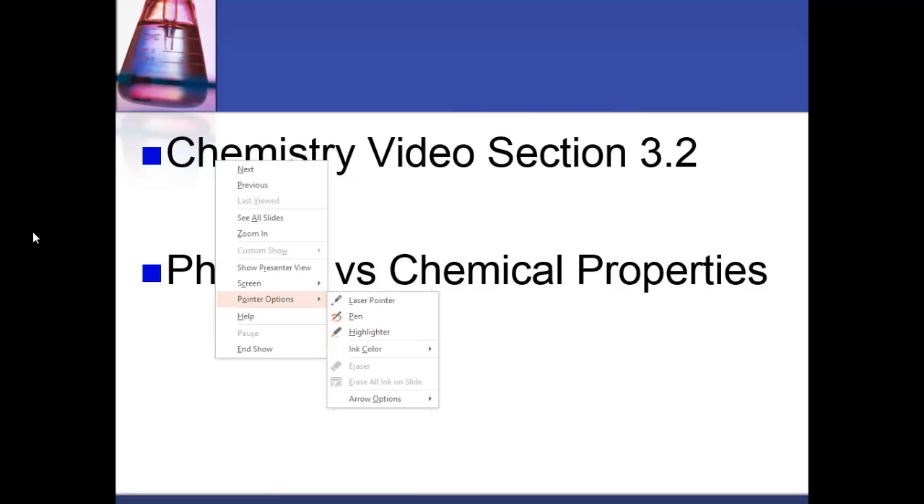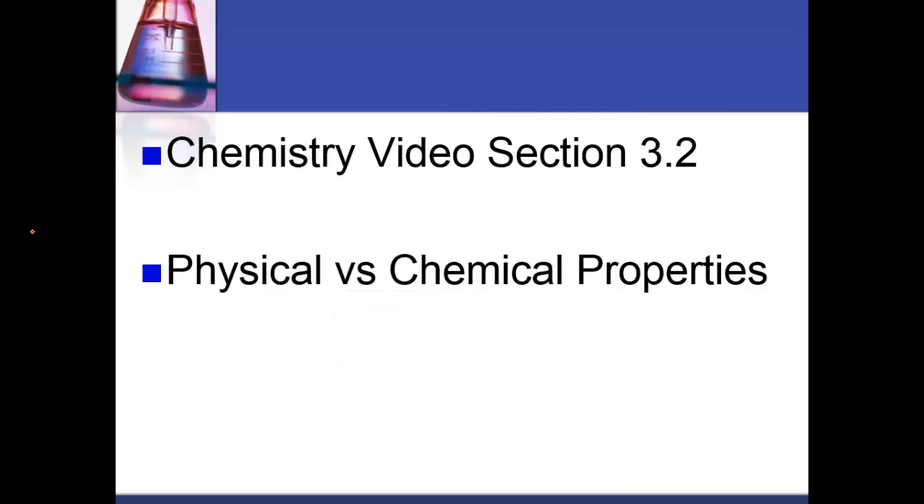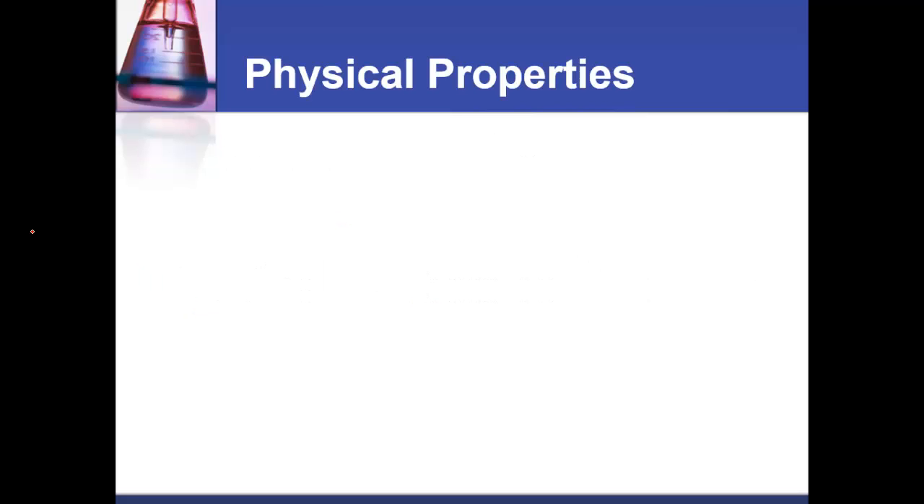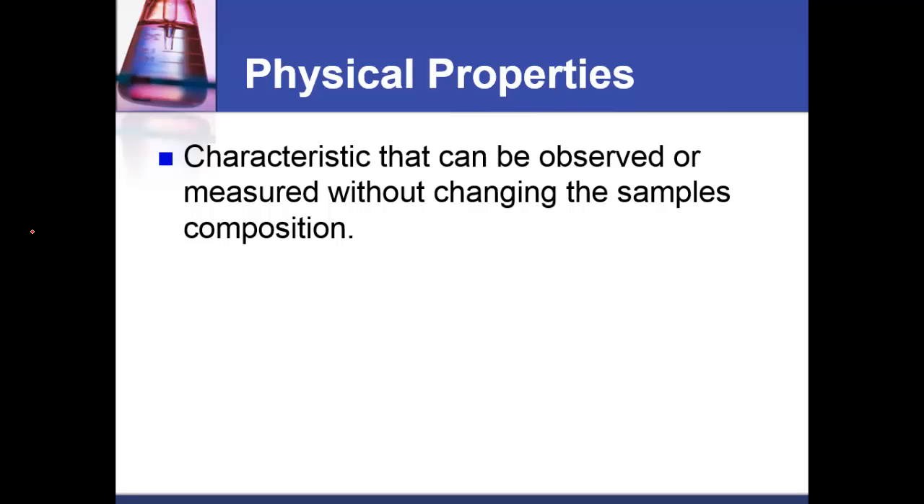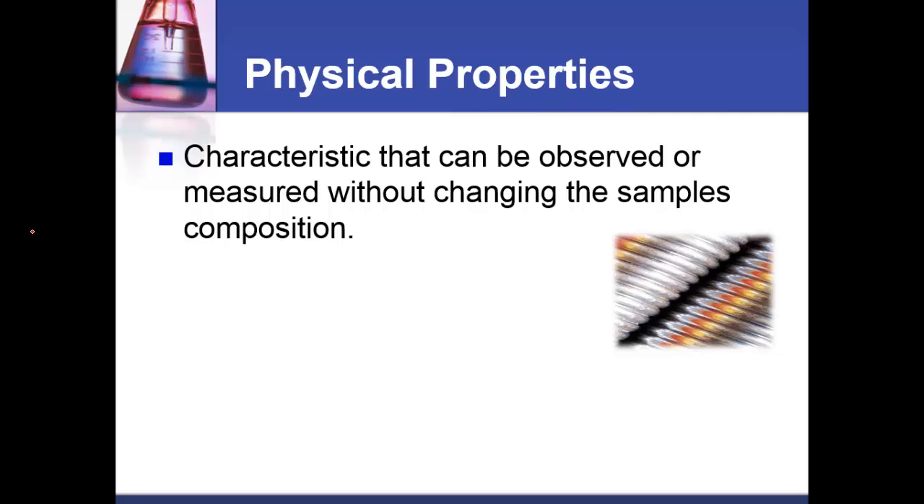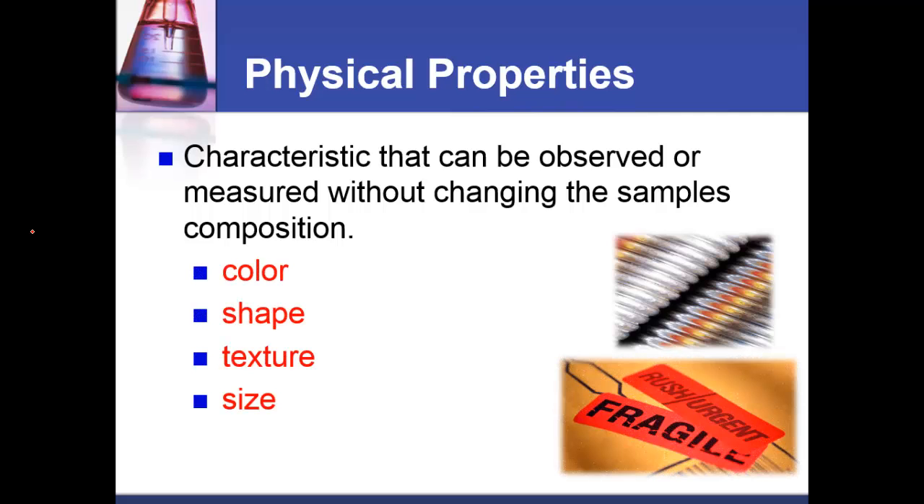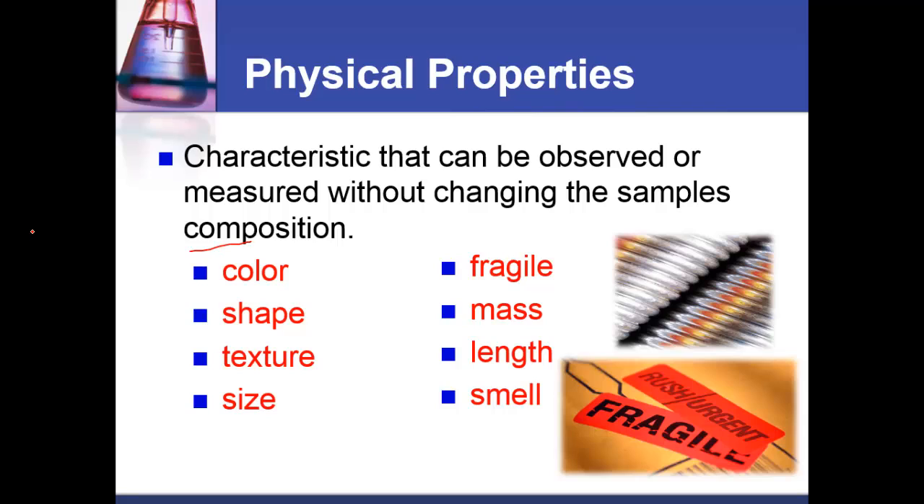Looking at section chemistry 3.2, what we're going to see today is the comparison of physical and chemical properties. In the beginning, our physical properties are characteristics that can be observed or measured without changing the sample's composition. So as we look at something, the color, the shape, the texture, the size, the mass, if it's fragile, its length, what it smells like, anything that by just looking at the object we can observe without changing its composition. So as long as it stays the same material.